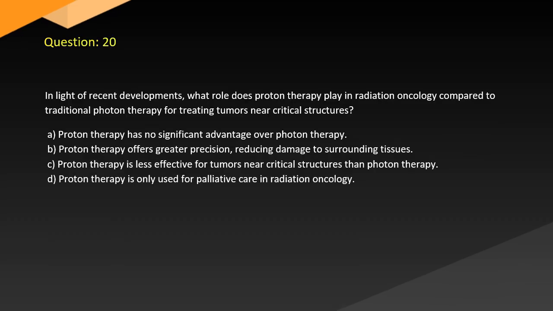Question 20. In light of recent developments, what role does proton therapy play in radiation oncology compared to traditional photon therapy for treating tumors near critical structures? A. Proton therapy has no significant advantage over photon therapy. B. Proton therapy offers greater precision, reducing damage to surrounding tissues. C. Proton therapy is less effective for tumors near critical structures than photon therapy. D. Proton therapy is only used for palliative care in radiation oncology.